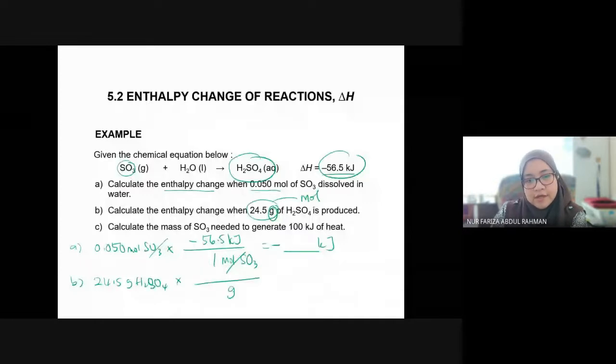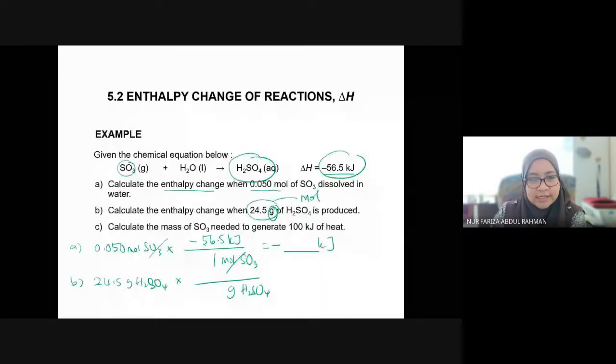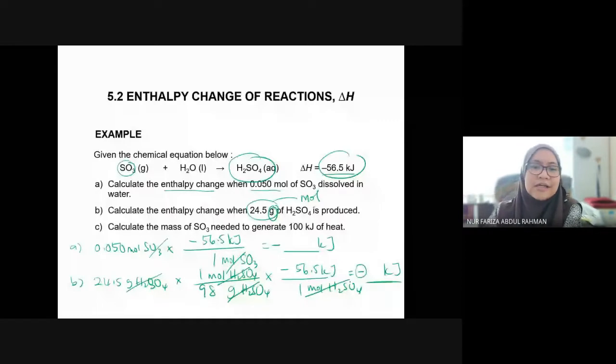So down here we should have H2SO4. What is its molar mass? It is 80, is it? No, 98. The molar mass is 98. So up here we have 1 mole of H2SO4, so this gram can be cancelled out. So we have it in mole already. Now is the time to relate with the enthalpy change from the balanced equation. Down here we should have mole of H2SO4. So 1 mole of H2SO4 will release 56.5 kilojoule. Cancel. So we have it in kilojoule. Don't forget again the negative sign. Then just press the calculator, what else.